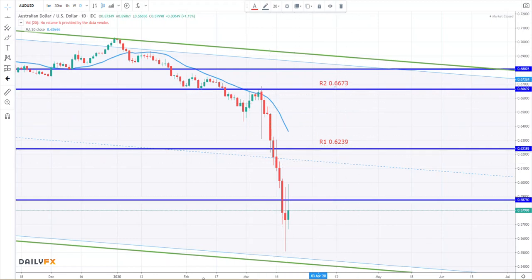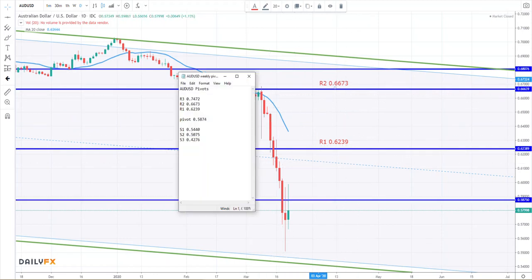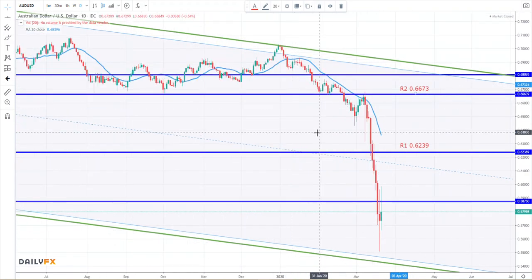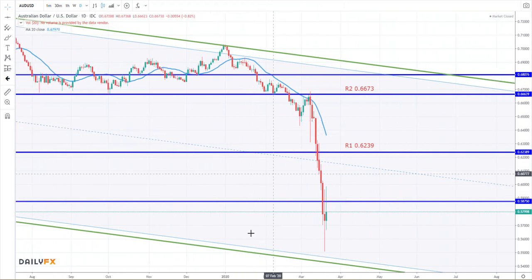If we want to see price, where's R3? 74.72. That's way off this chart. In order for that to happen, price would need to first go through all these, so it's an unlikely scenario. Let's focus on the more likely probable scenarios.